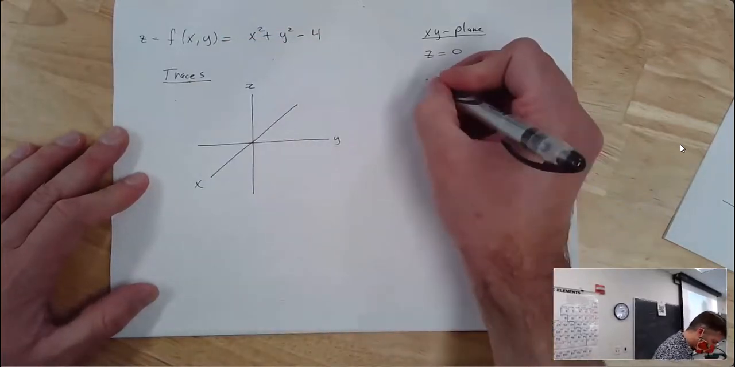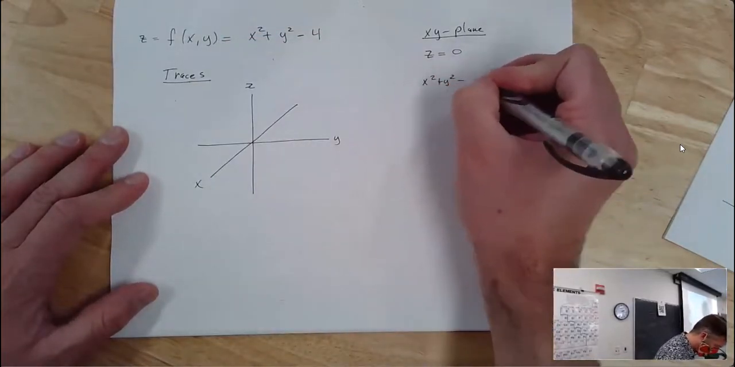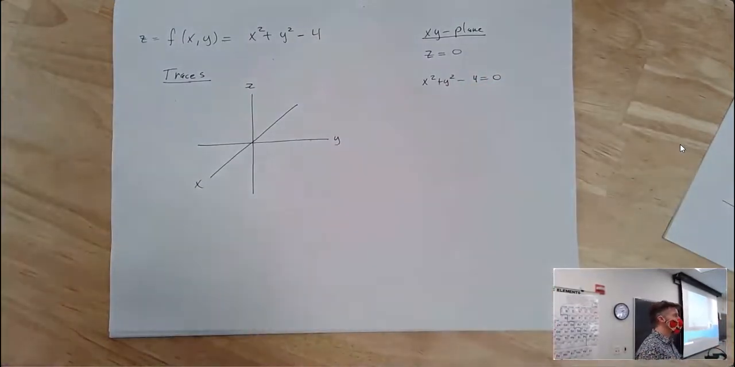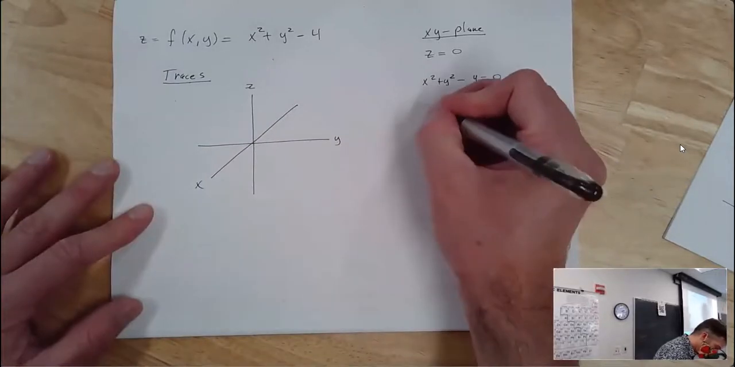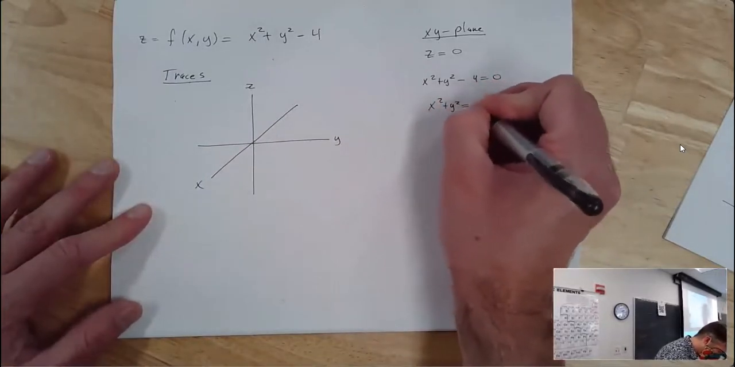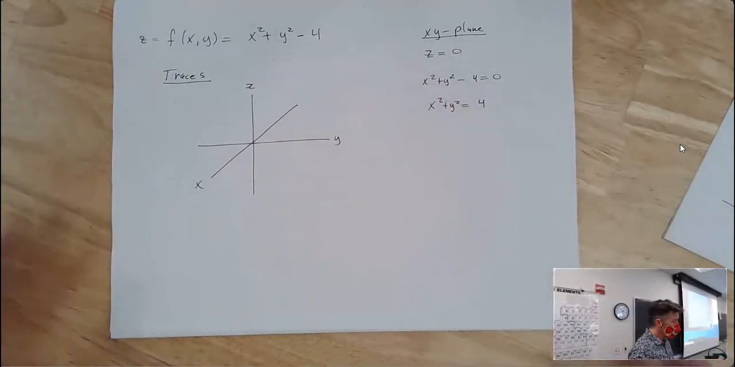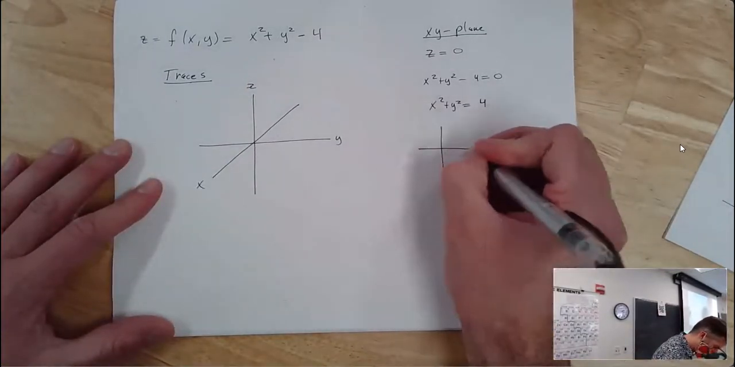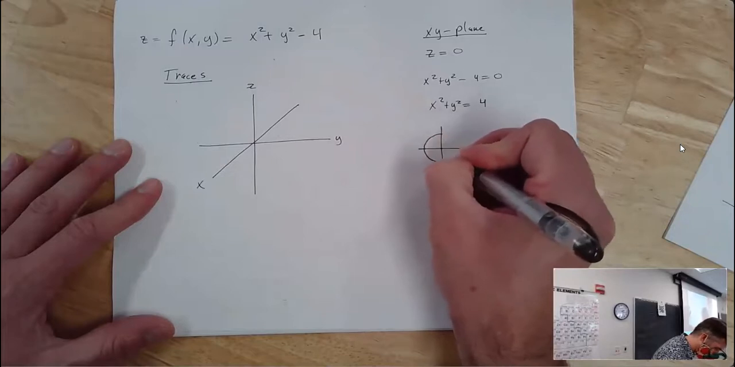We're going to get x squared plus y squared minus 4 equal to 0. And when I see something like that, I'm like, oh, it's a circle. x squared plus y squared equals 4. So in the xy plane, my trace is the circle of radius 2.